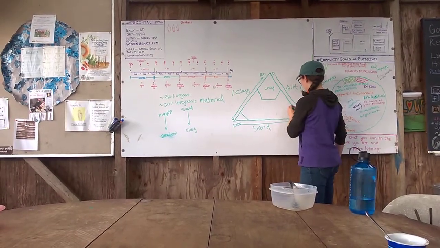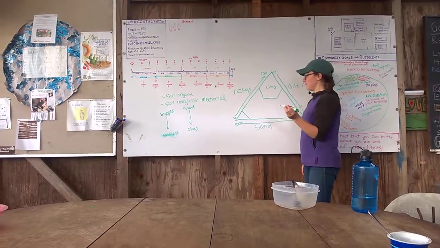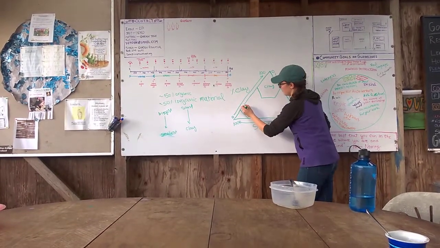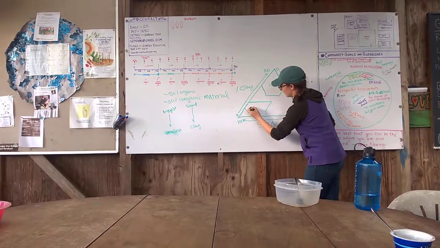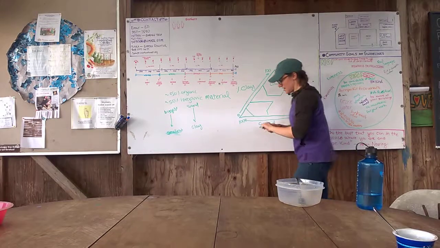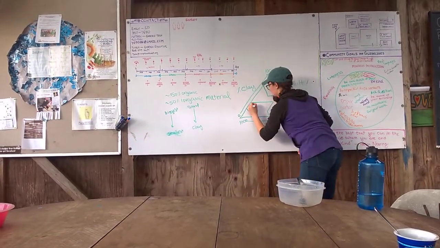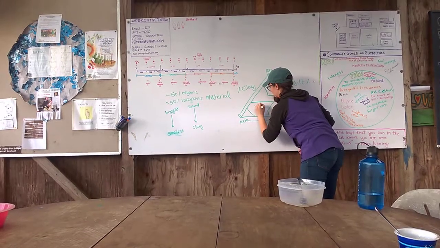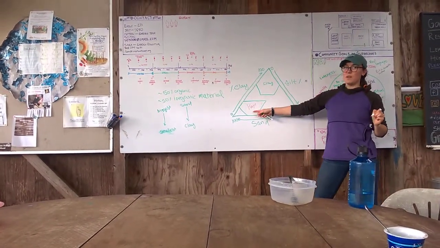So that's down here. Where we like to be is right here, which makes this funny shape. This is the yay gardening zone. Yay! This is called sandy loam.